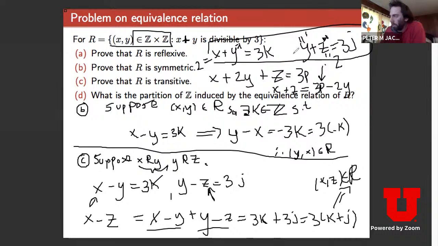And the answer from this example is no, because x plus z is equal to 4, which is not divisible by 3. So that was a good question, Mike, and it's good to try to tinker with things and see what you can prove or what you can't prove.